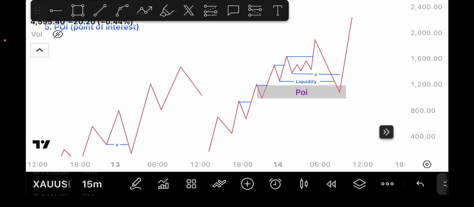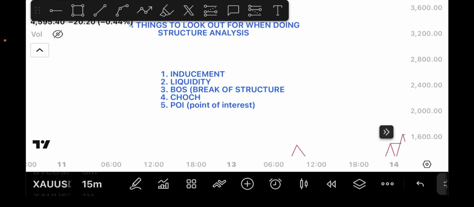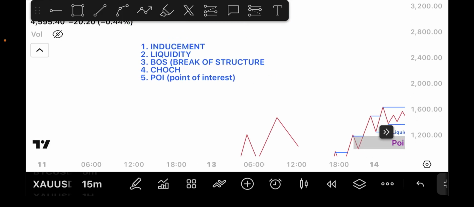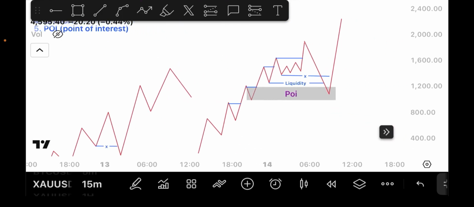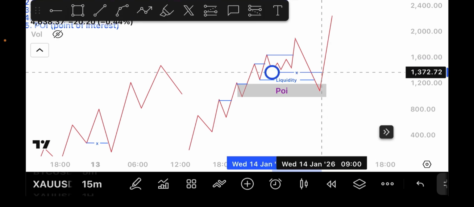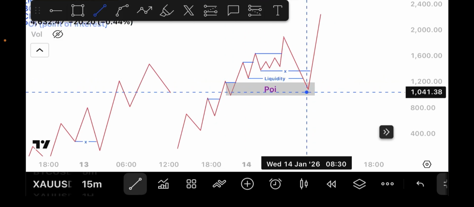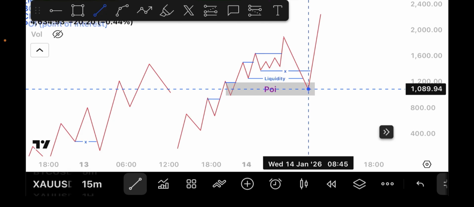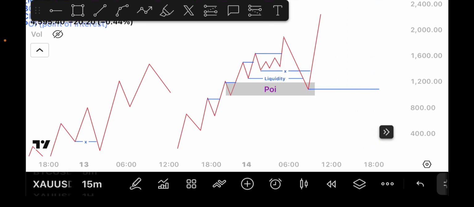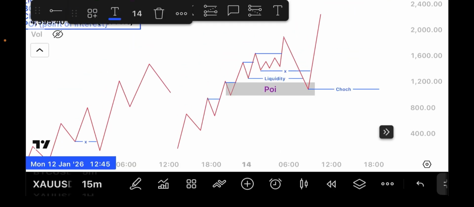Let's check now. We have our inducement here, we have our liquidity here, we have our point of interest, we have our break of structure here. So look at the four things here: inducement, liquidity, break of structure. Now how can we get our change of character? After the inducement has been taken, this low, this leg here, is our change of character. We'll mark it, our CHoCH.